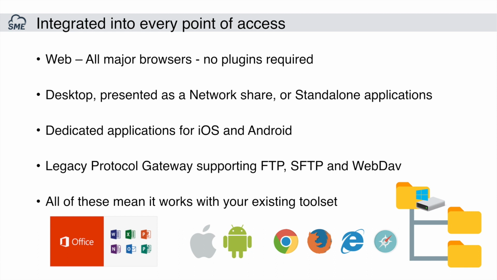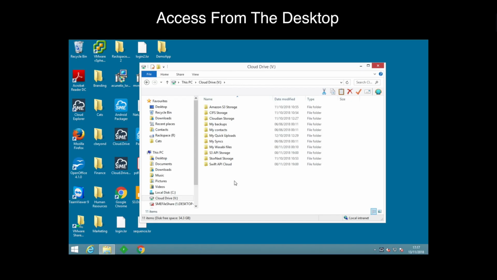What I'm going to show you next is how this actually looks from an end user's perspective on their Windows desktop. So here we have a simple scenario of us accessing maybe our object storage or our different types of storage straight from our network share on our local PC.